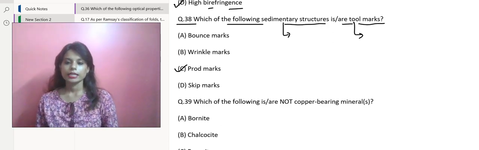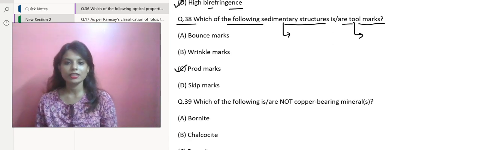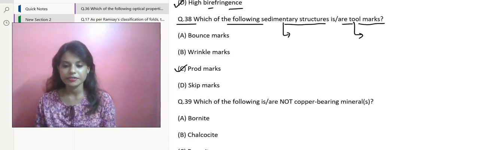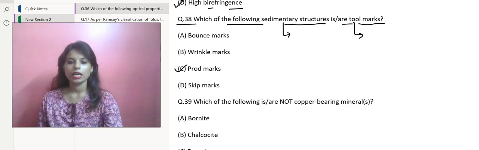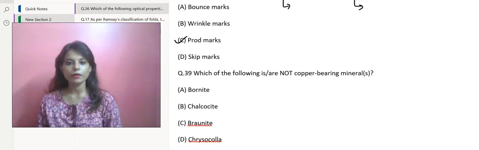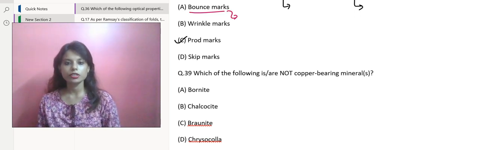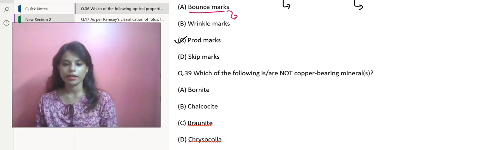Okay, and these are important because they provide us with information about the human or the animal activity that might have occurred during the deposition of the sediment. Okay, that is why these are important. Let's talk about bounce marks. Now, as I have already told, even the options which are not correct, we are going to discuss those. Why those are not correct?